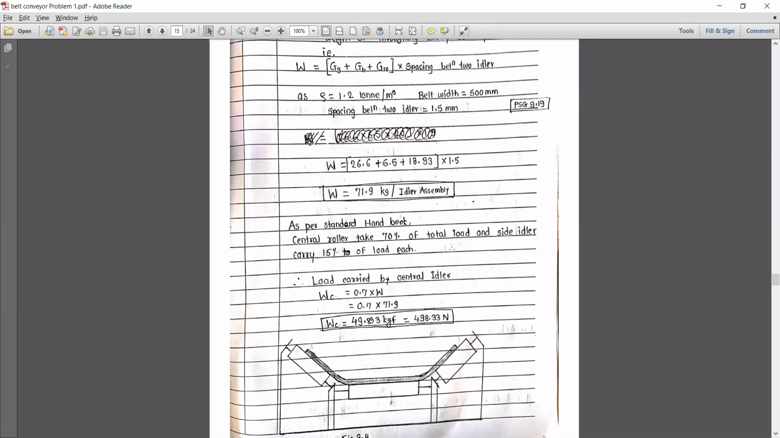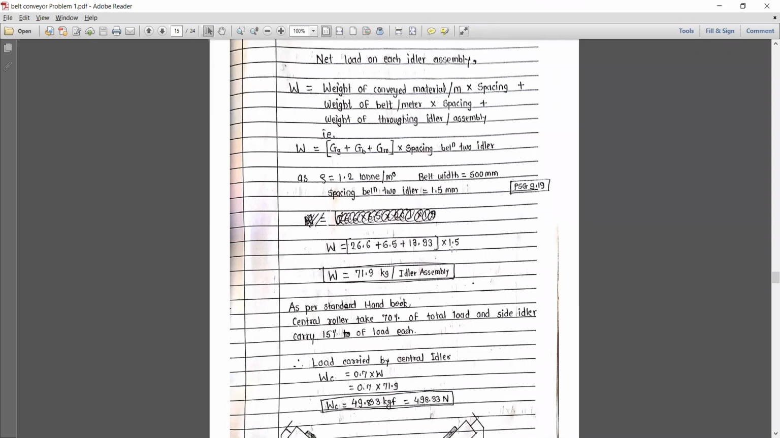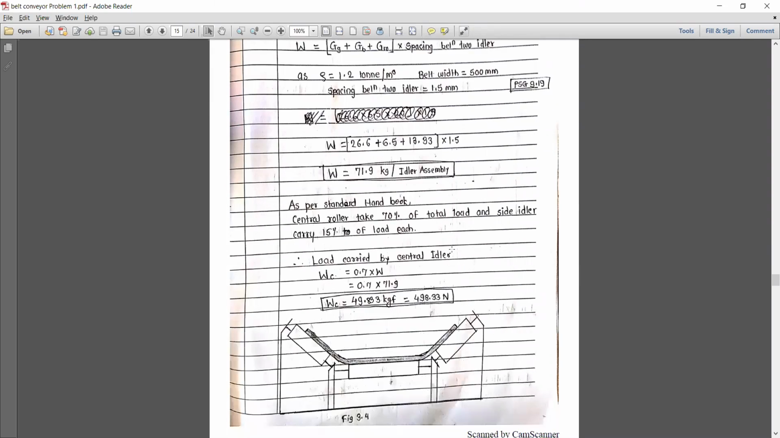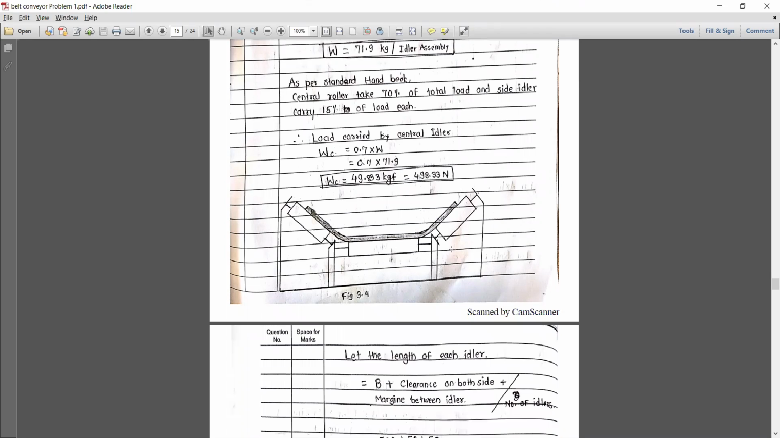Putting all the values, we get the net load on each idler assembly, W is equal to 71.9 kg per idler assembly. And from the standard design book, what do we get? We know that 70% of the total load is carried by the troughing idler.